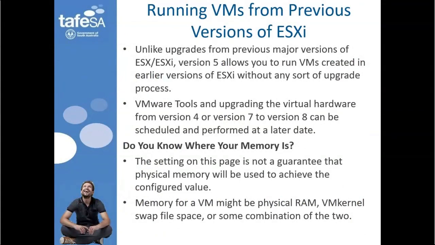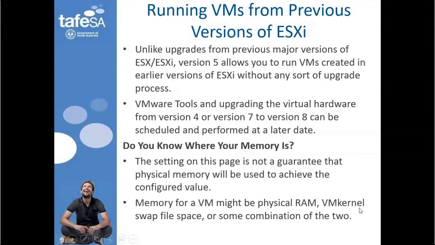Running VMs from previous versions of ESXi. Unlike upgrades from previous major versions, ESXi version 5 allows you to run VMs created in earlier versions of ESXi without any sort of upgrades. VMware Tools and upgrading the virtual machine hardware from version 4 or 7 to version 8 can be scheduled and performed at a later date. So that's basically upgrading the VMware Tools.